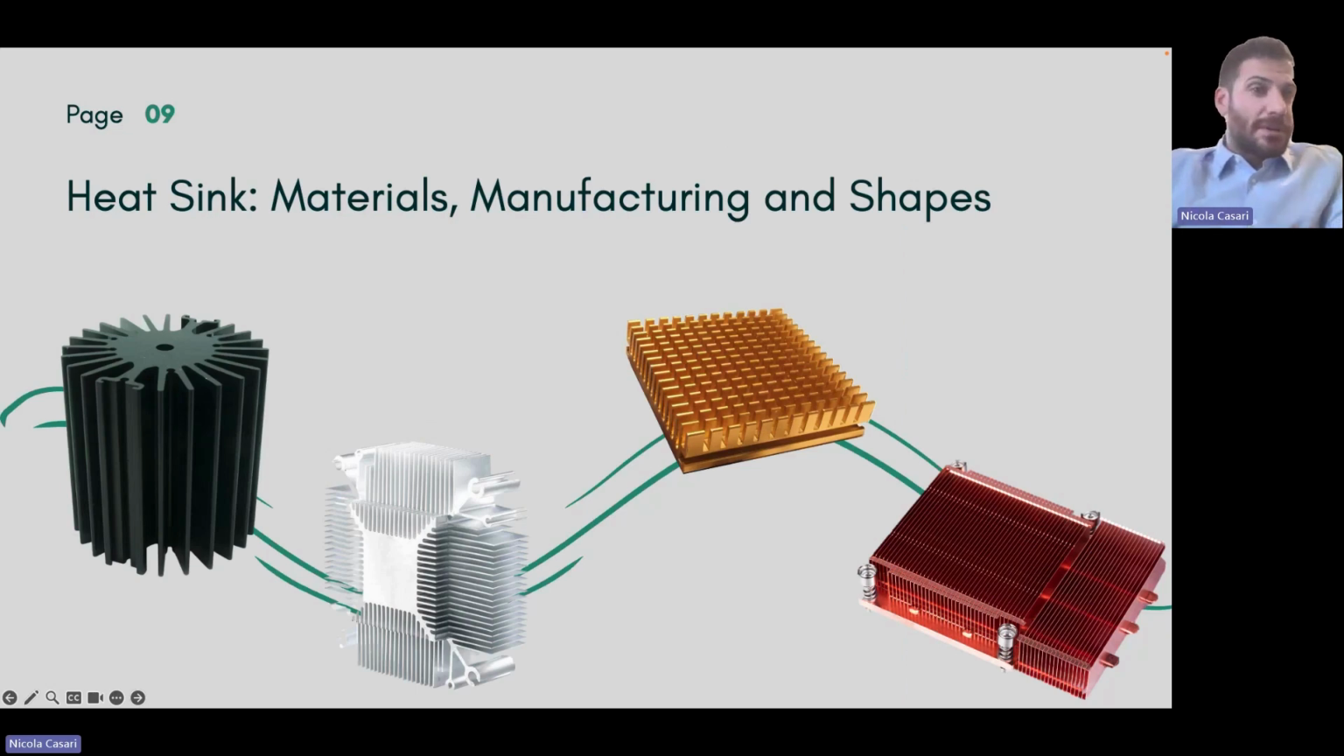Out there is a real number of heat sinks, and they differ in terms of material, in terms of manufacturing, and in terms of shape. We typically have copper or aluminum. They are the most spread materials out there. They can be arranged in different types of shapes, and they can also be very different from one another.